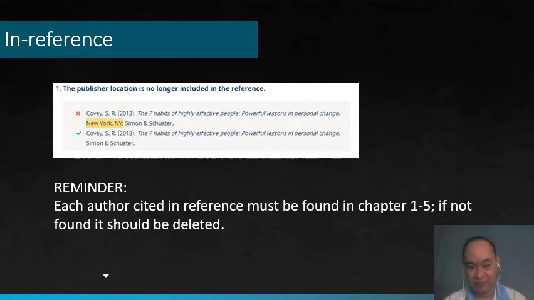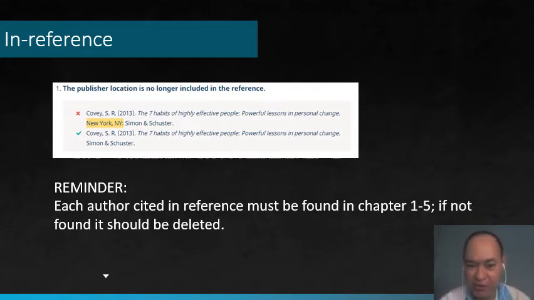Then let's go to the reference list. Here are the changes. Take note that the publisher's location is no longer included in the reference list. Look at the example: Covey's The 7 Habits of Highly Effective People, which is actually a very good book. The publisher, New York, New York, Simon & Schuster, is included in the 6th edition. But take note, in the 7th we excluded it. We do not have to include the place of publication, but only the publisher.